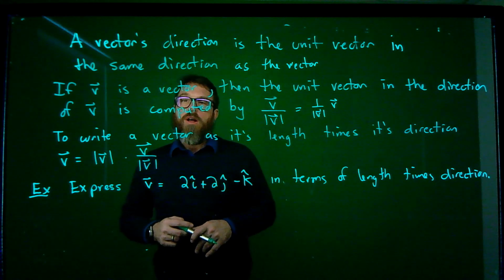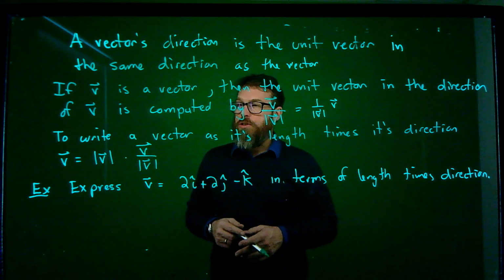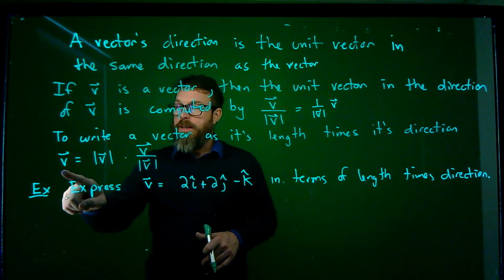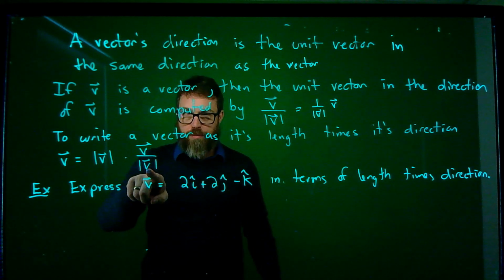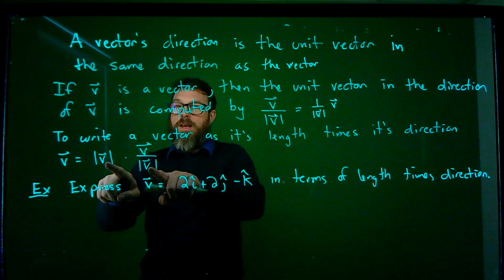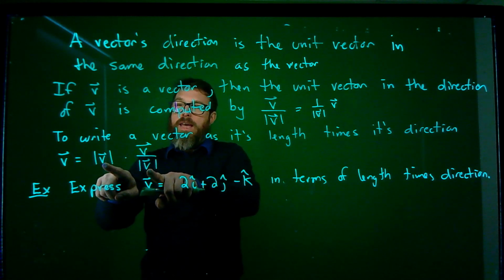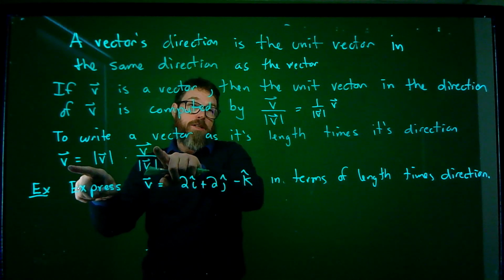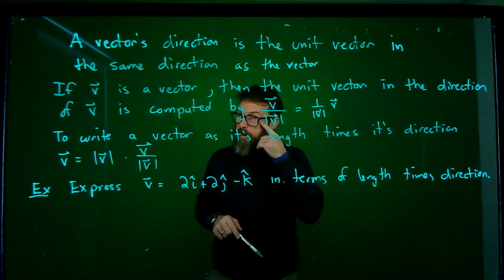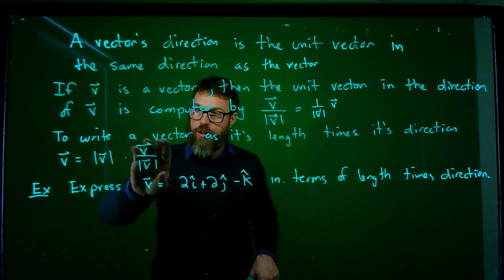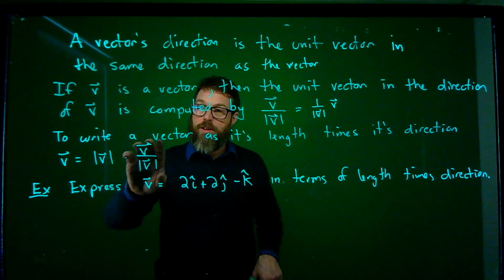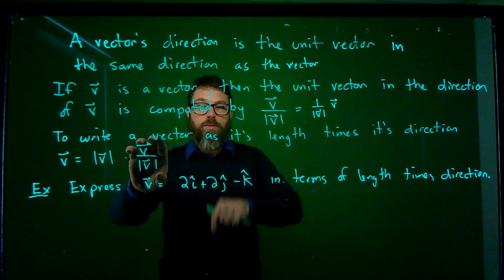So to write a vector in terms of its length times its direction, vector v is equal to the magnitude of v times that computed unit vector. And we can see that the magnitudes of v would cancel, so then you're just going to get vector v is equal to vector v. But this is going to be its length, and this is going to be its direction. Length being the magnitude of v, the direction is computed right here.